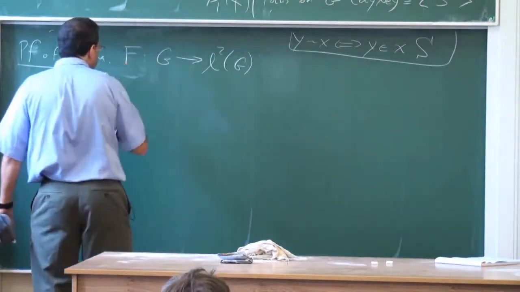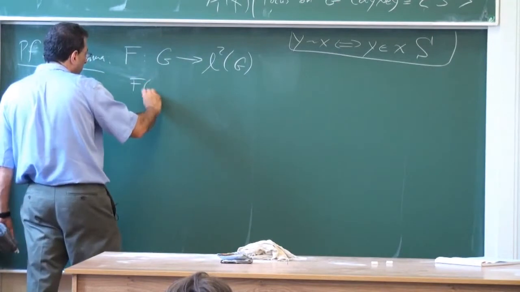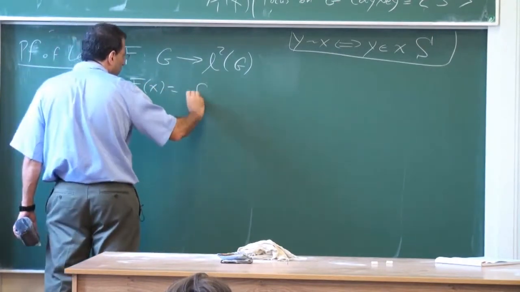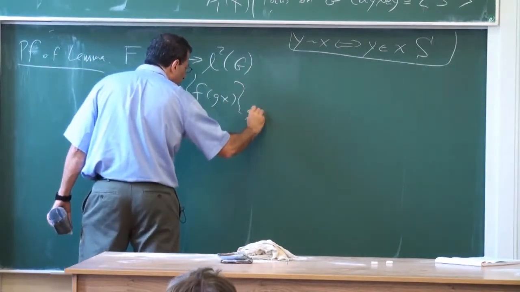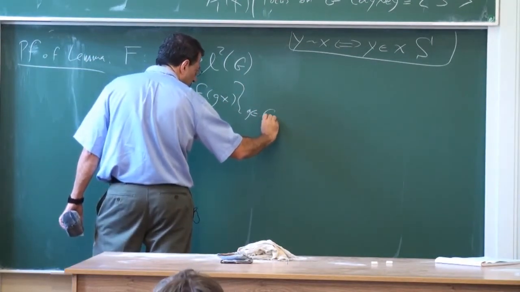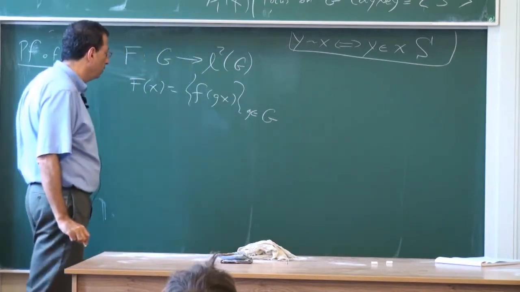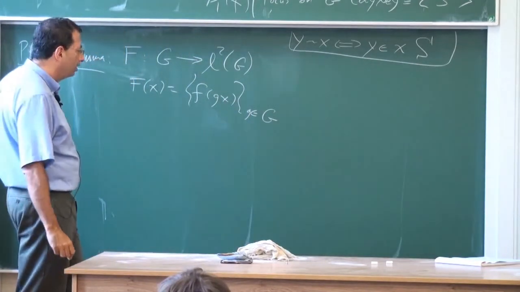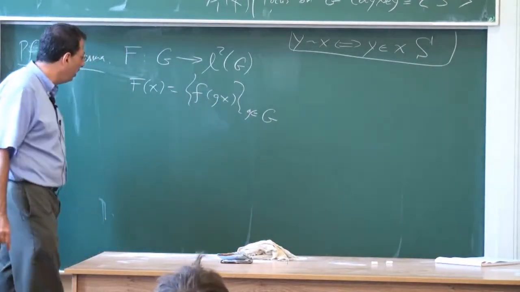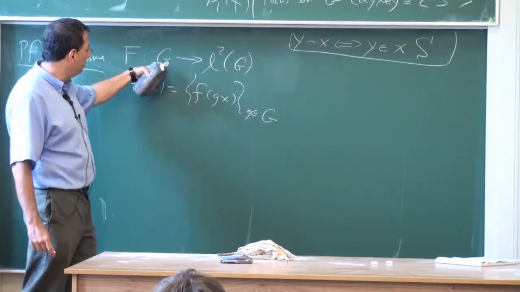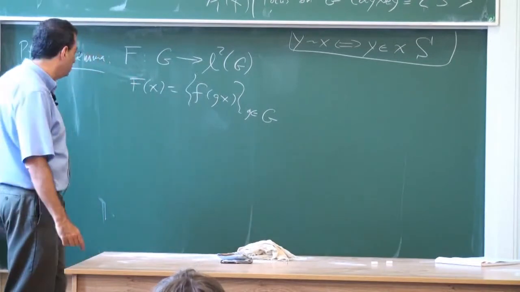Now, the function capital F will be defined by multiplying from the left. So F of x will be little f of gx as g ranges over G. Okay, so the group acts on the Cayley graph just by multiplication here from the left. So capital F is a mapping from G to L2 of G.